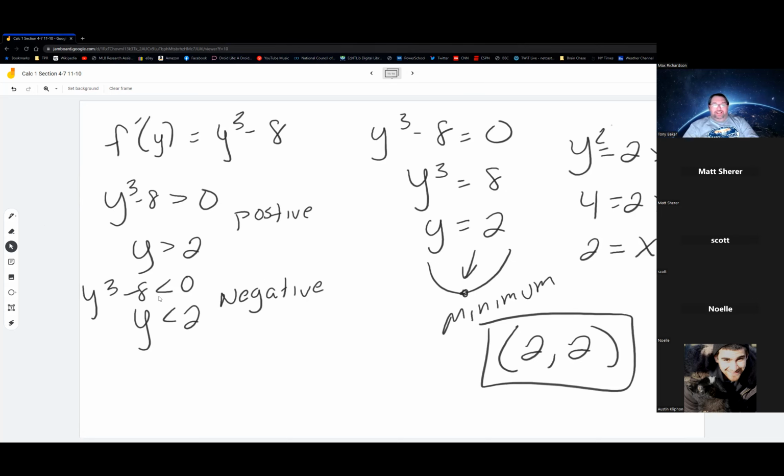When y to the third minus 8 is less than 0, that's negative. And that's when y is going to be less than 2. So that means it's going down, negative going into it, and positive going out of it. That's why it's a minimum. If it's reversed, if it's positive going into the point and negative coming out, then it's going to be a maximum.